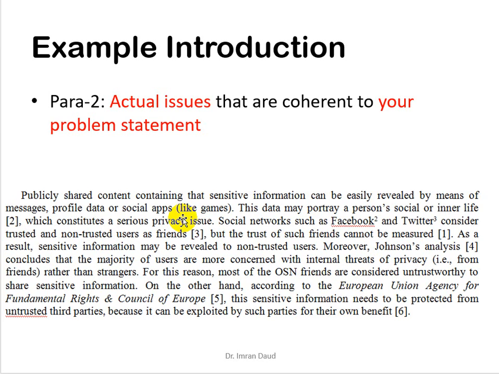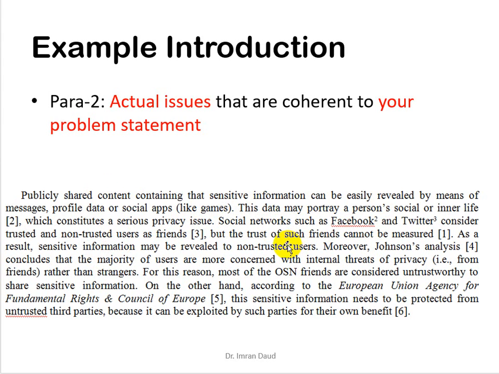Even you can give access to your social circle of friends as well, because you send them the request to join you in this game. So with this, you're revealing your sensitive information to the one who has developed that game. You're giving access to your sensitive information, right? So this data may portray a person's social or inner life, right?